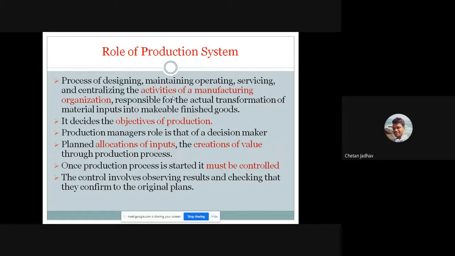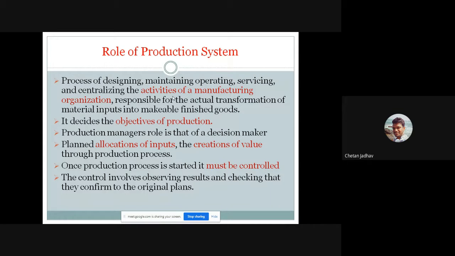Next, what is the actual role of the production system in any organization, in any company? It is the process of designing, maintaining, operating, servicing, and centralizing the activities of a manufacturing organization responsible for the actual transformation of material inputs into finished goods. So the important role of the production system is first designing that product's process plan, design, and model, then maintaining the records, giving some services, and making a centralized, one-way acting, integrated system. Then it takes some responsibility from the top level management side and does the actual production from raw material to finishing. So this is the actual role of the production system.